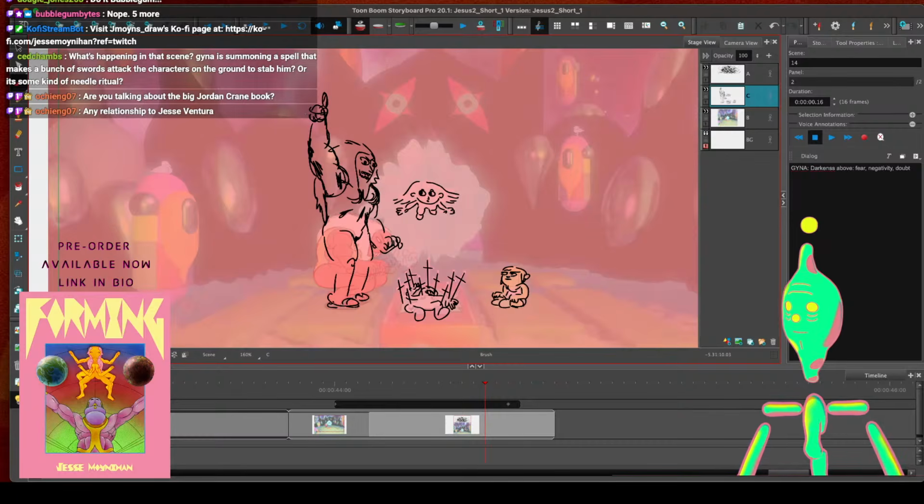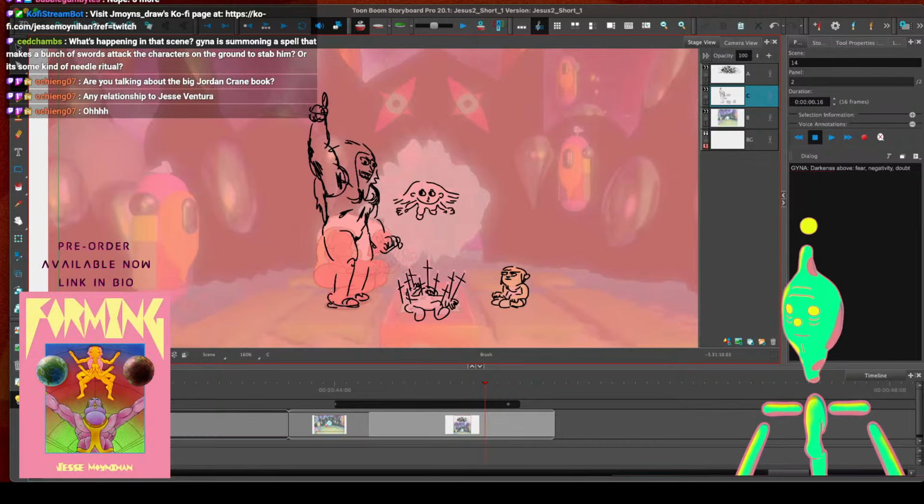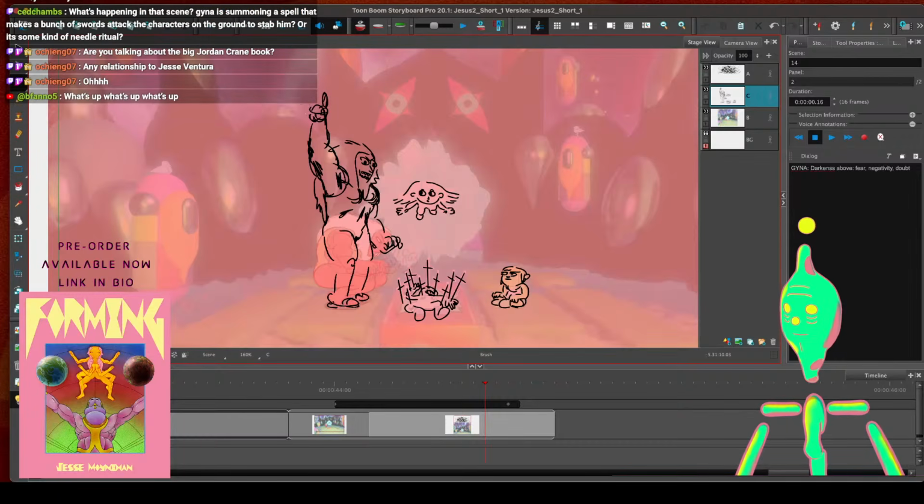What's happening in the scene? Jaina is summoning a spell that makes a bunch of swords attack the characters on the ground to stab him, or is some kind of needle ritual?